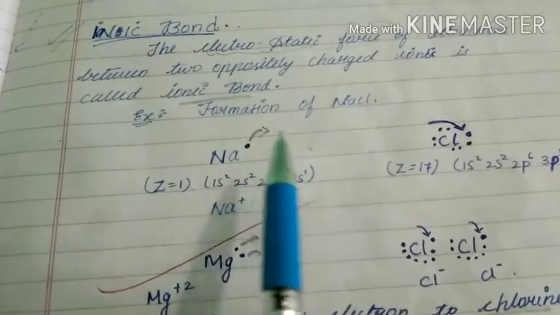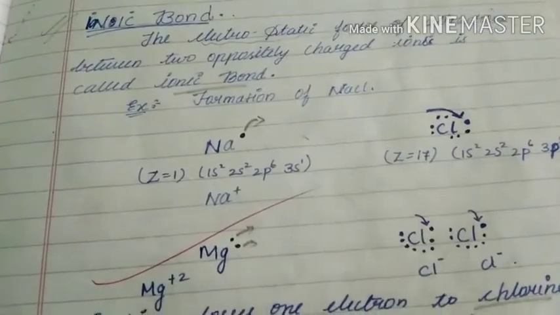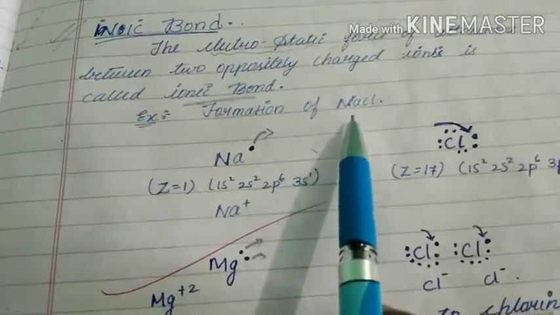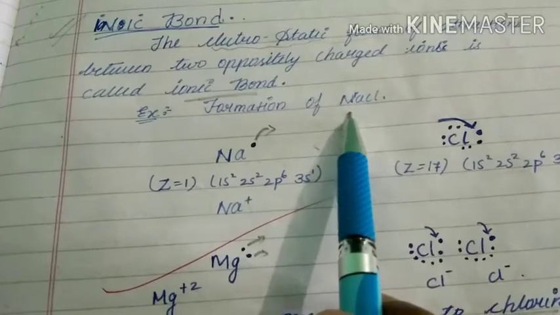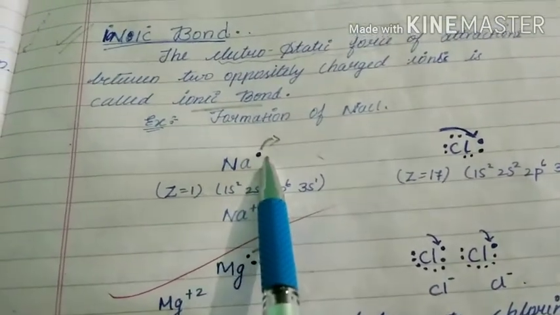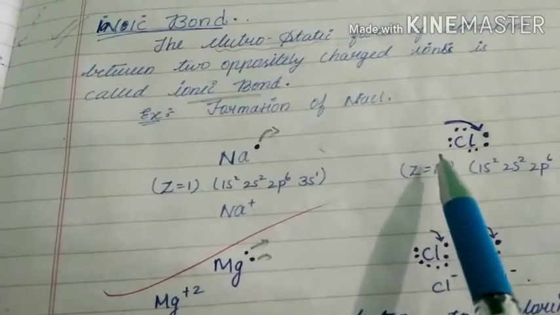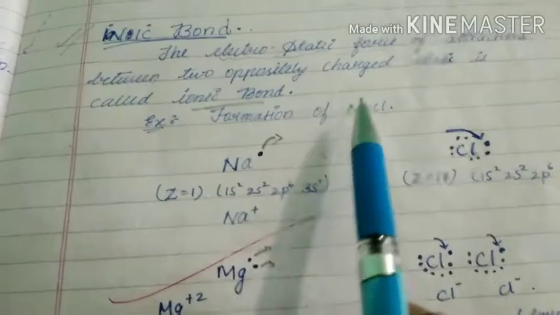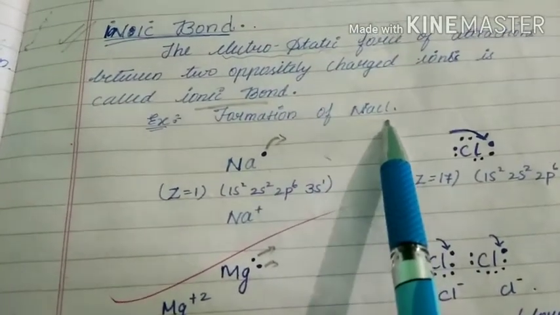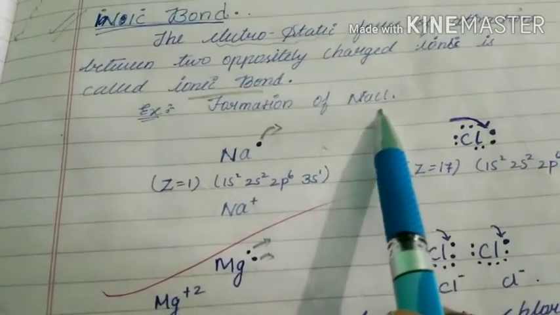For example, take NaCl. That means how NaCl will be formed. In NaCl, two atoms are present: sodium and chlorine. Sodium contains one valency electron. Chlorine contains 7 valency electrons. Here sodium is a metal and chlorine is a non-metal. Metal means it readily loses electrons. Non-metal means it readily gains electrons.